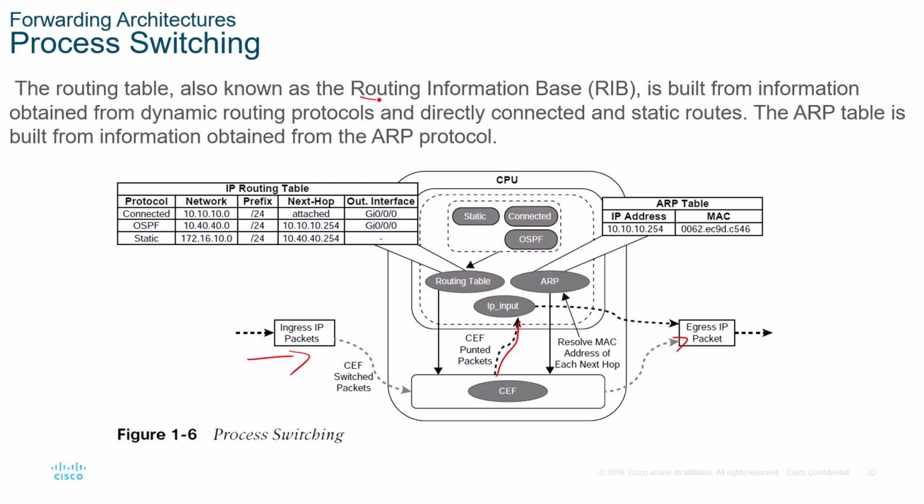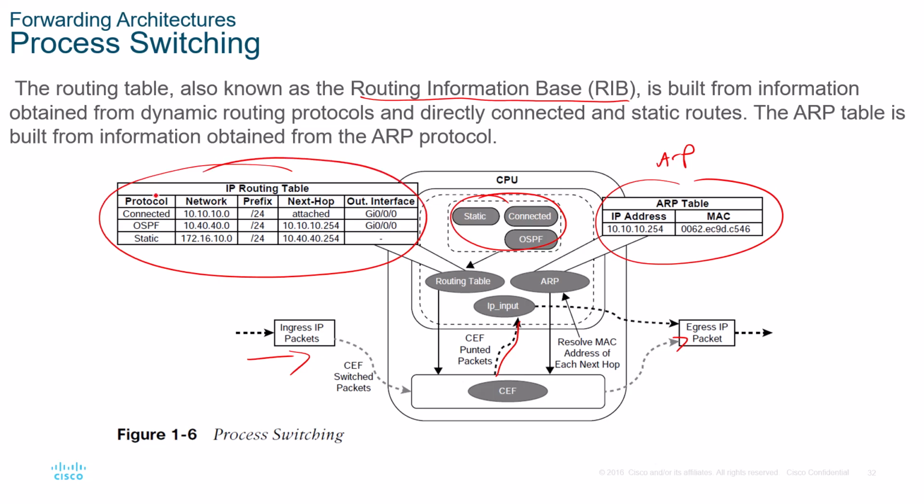The routing table is that routing information base, which is built from the information obtained from dynamic routing protocols, directly connected, and static routes. The ARP table is built from, again, things from ARP. The routing table is a combination of learned, static, and connected information. So the routing table is going to take input from the dynamically learned routing protocols, the static configured routes, and the connected routes.